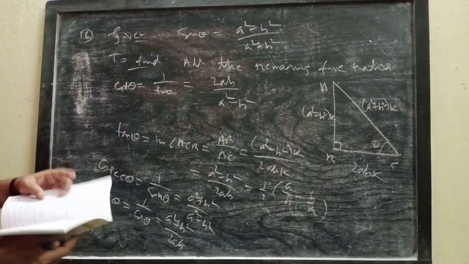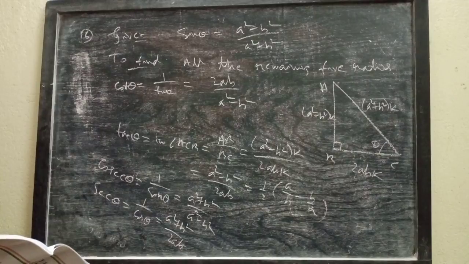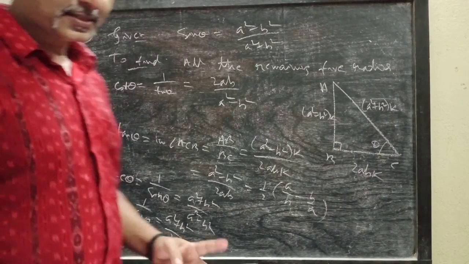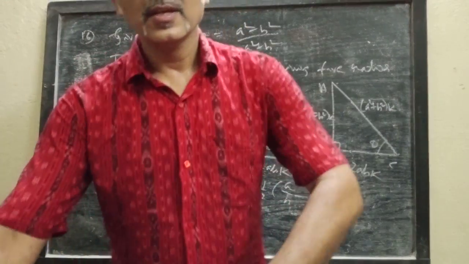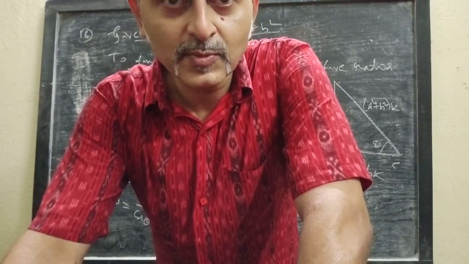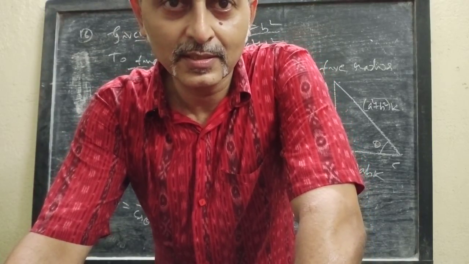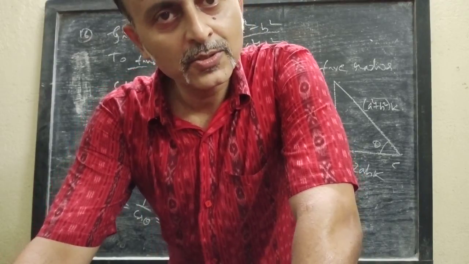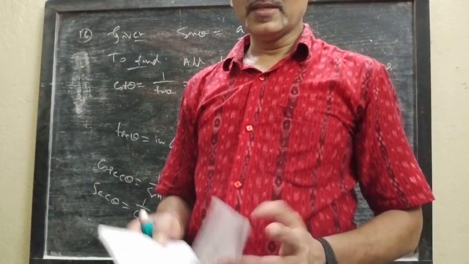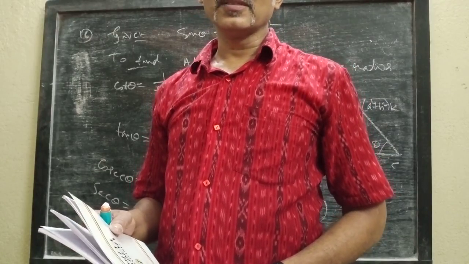Okay, so we have completed this section today. In our next class we will discuss trigonometric ratios of some specific angles. Specific angles means 0 degree, 30 degree, 45 degree, 60 degree, 90 degree, all these angles. So we will meet in the next class with our discussion on the standard angles.